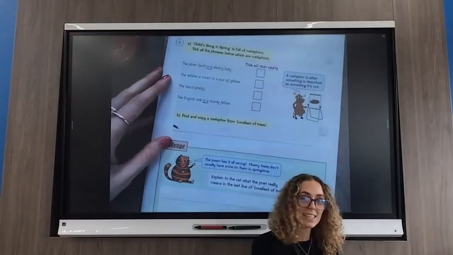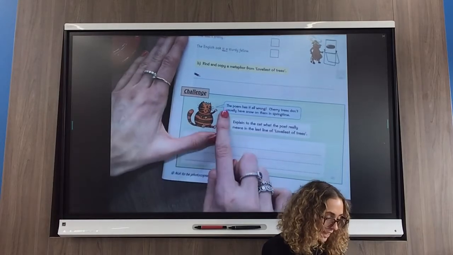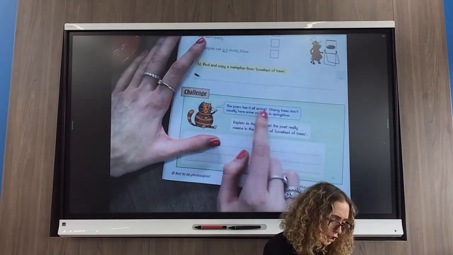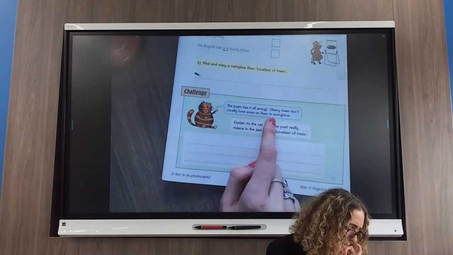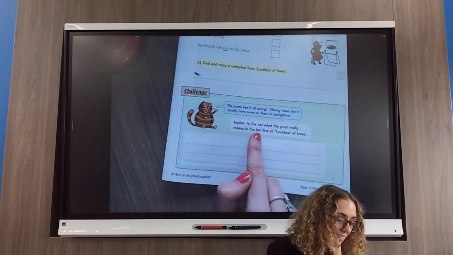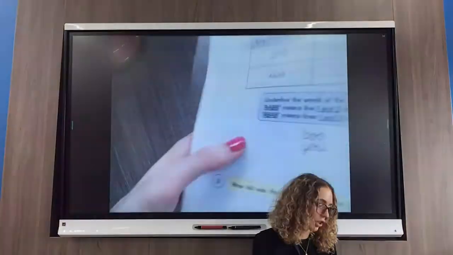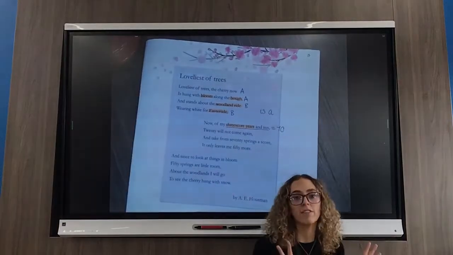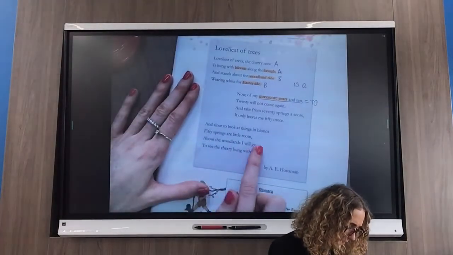And then our last question here is a challenge. The cat says, the poem has it all wrong. Cherry trees don't usually have snow on them in springtime. Explain to the cat what the poem really means in the last line of The Loveliest of Trees. So I know that The Loveliest of Trees is all about a cherry blossom tree, but it's covered in snow in springtime. And let's have a look at the last sentence.